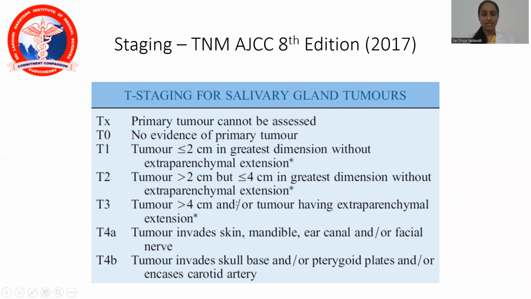If there is extraparenchymal extension or the size of the tumor is more than 4 centimeters, they're called T3. T4 tumors show invasion of surrounding structures. Invasion of the skin, mandible, ear canal, and facial nerve are T4A. Invasion of the skull base, pterygoid plates, or encasement of the carotid artery are T4B.